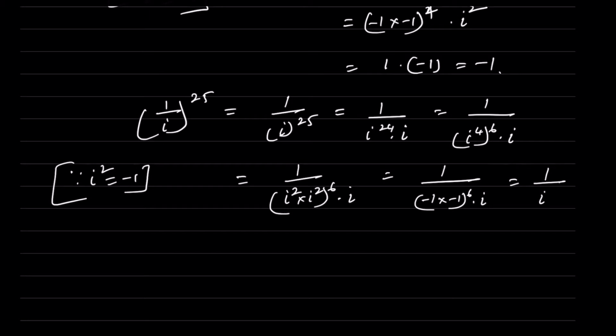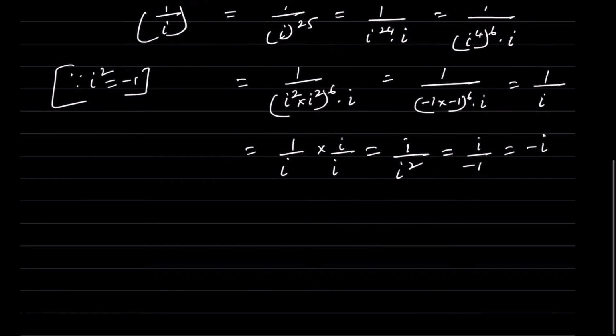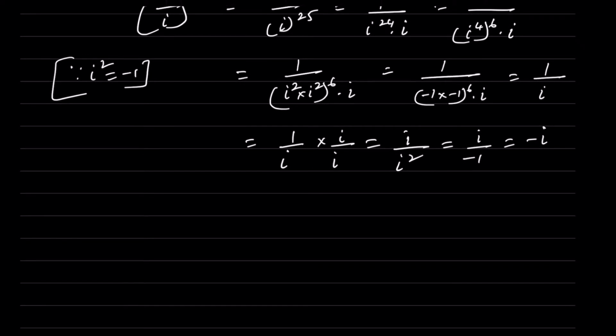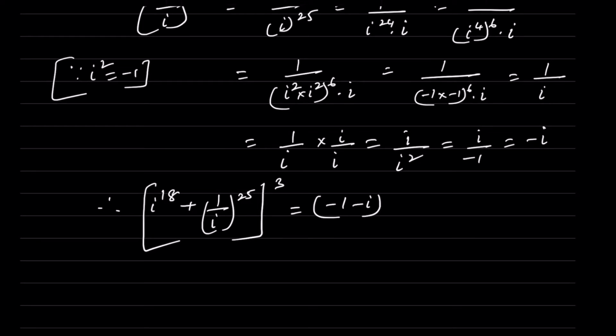So you're getting the value as 1 by i. This 1 by i shouldn't be in the denominator, so we multiply and divide by i. This is equal to i by i square, which is equal to i by minus 1, which is equal to minus i. So now we got this as minus i. Therefore (i to the power of 18 plus 1 by i to the power of 25) whole to the power of 3 can be written as (minus 1 minus i) whole cubed, which you can write as minus (1 plus i) whole cube.